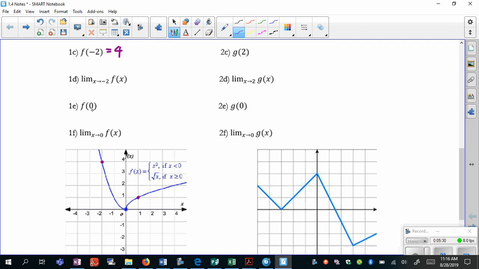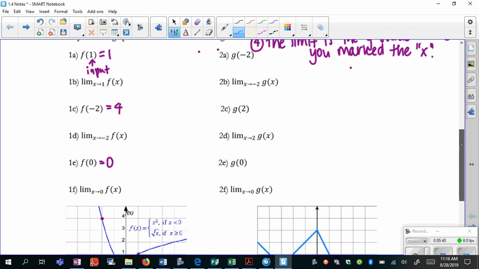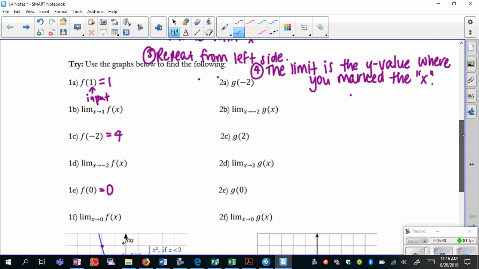And then f of 0, so 0 is the input. What's the y value, or what's the output? Well, it's just going to equal 0. So that's nothing new. That's not a limit. But we're doing that just to compare limits to inputs and outputs of functions. So I'm just going to write next to this that this is the output.